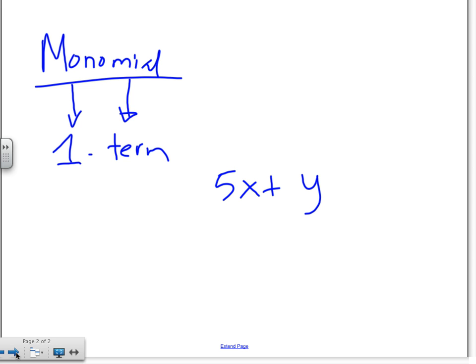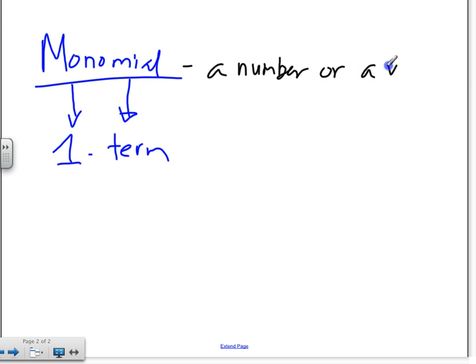So what's the basic definition of a monomial? Well, first of all, a monomial could simply be just a number. That is considered to be a term. I throw you a 5, that's a term. That's fine. Or it could just be a variable by itself. That is considered to be a term as well. A number or a variable.